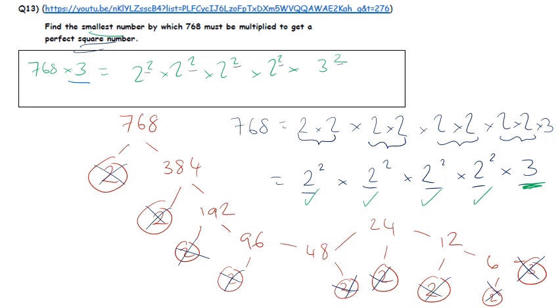So our answer is we would have to multiply everything by 3 in order to make it a perfect square number.